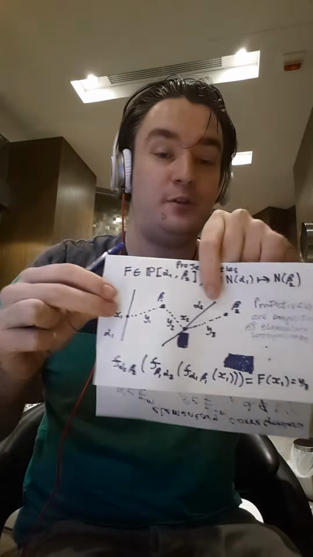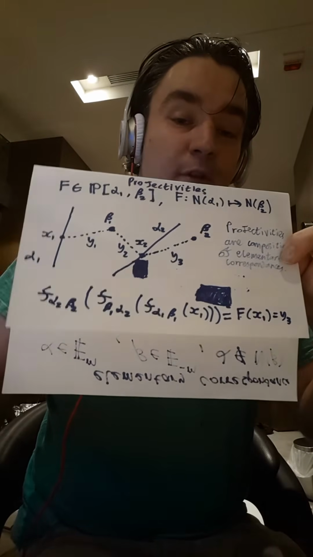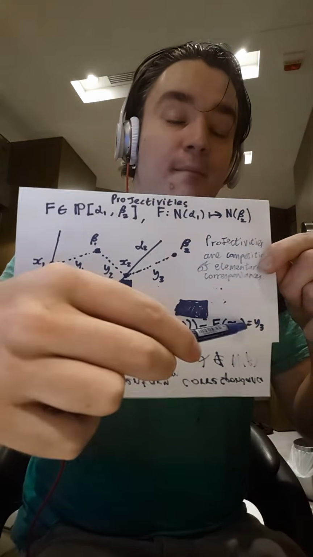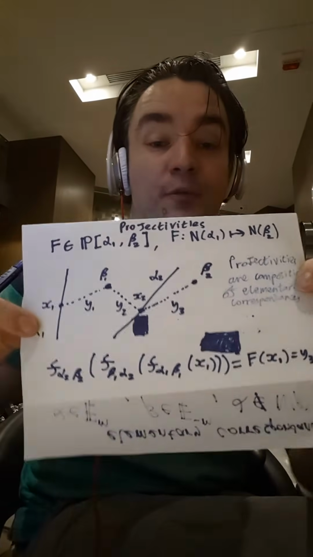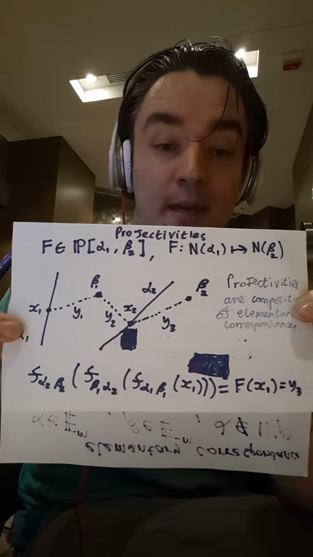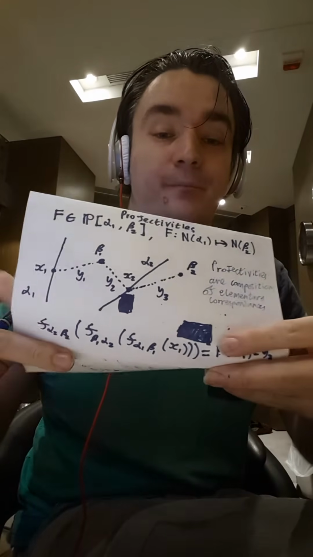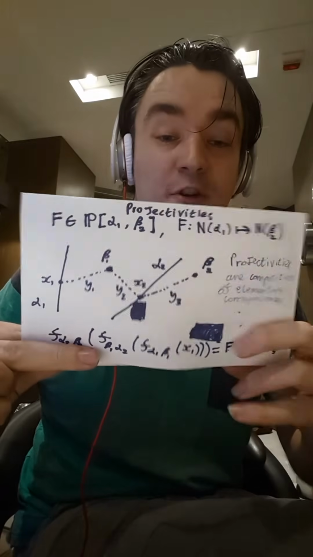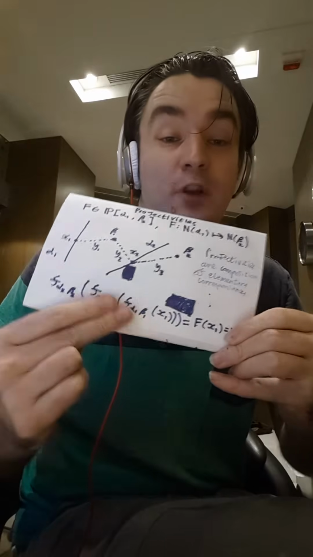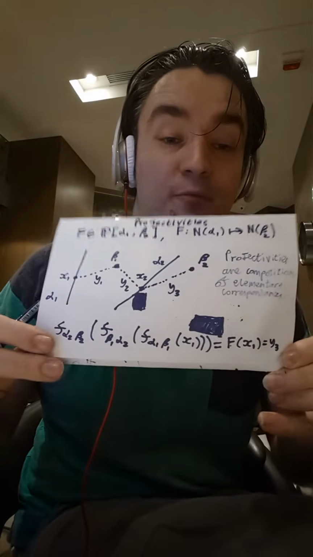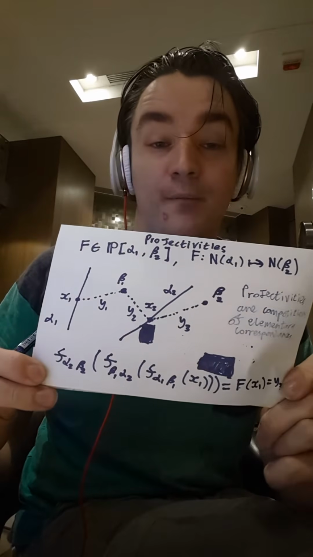I'll just hold that up for you so you can study it for a while. If you look at this down here, you can see that this projectivity, or projection as it's sometimes called for short, is just a composition of elementary correspondences, and basically projective geometry is all about what kinds of properties are left invariant under these kinds of projections.